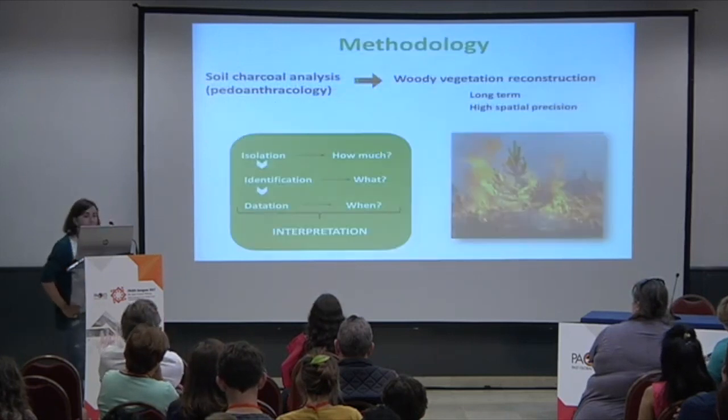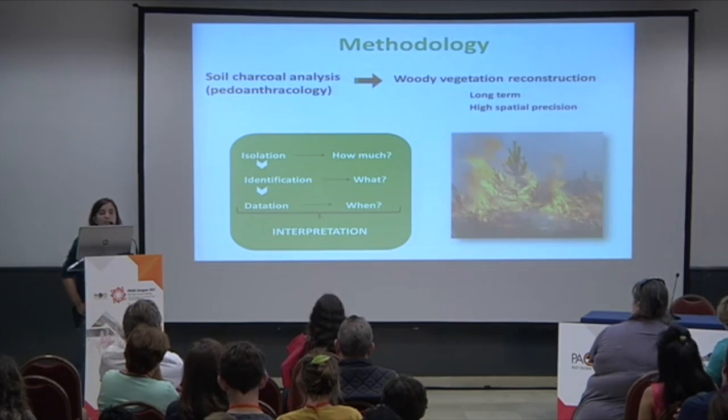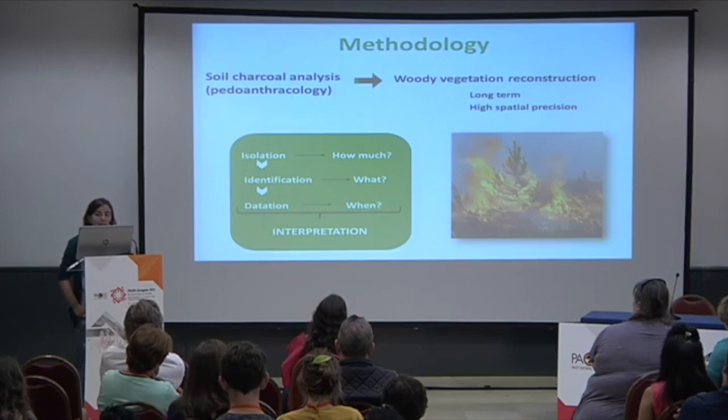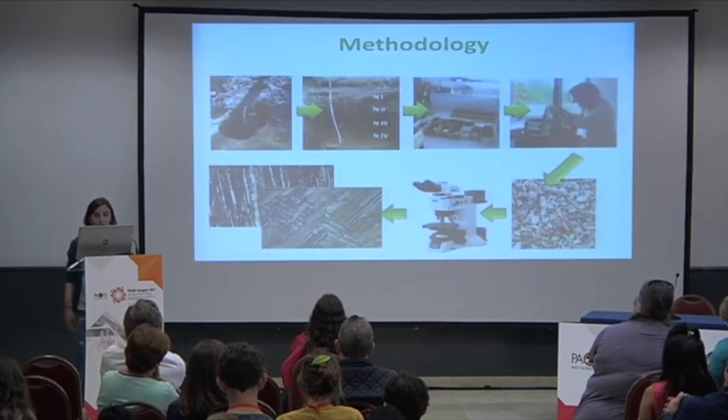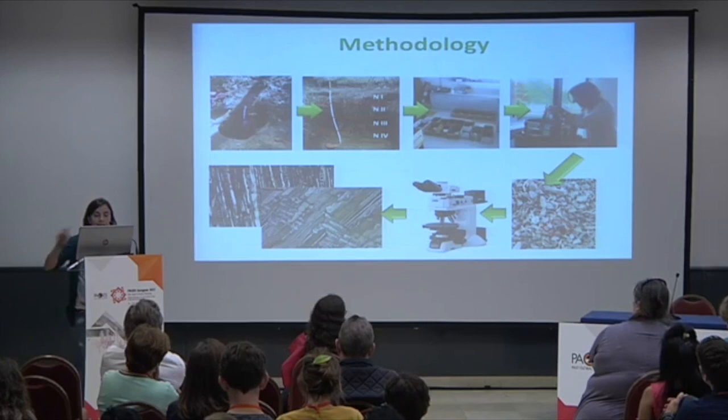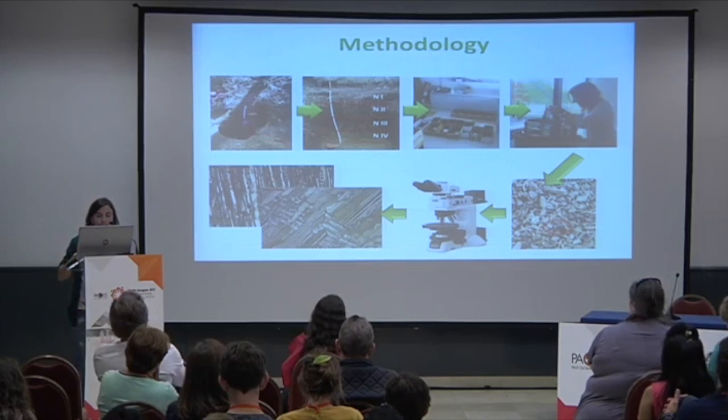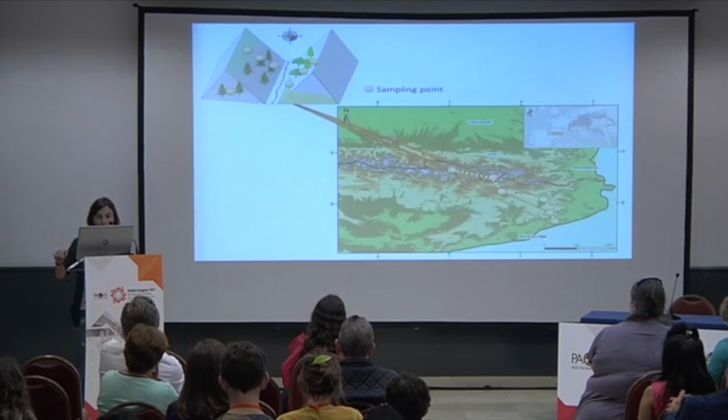So the main methodology used is based on soil charcoal, or paleoanthracology. This discipline uses the charcoal with the aim to reconstruct past woody vegetation. It allows us to work at parcel or slope level. It is possible to quantify the charcoal in the soil, to identify its species, and finally, we can date these charcoal fragments. With all this, we do the interpretation. The pictures show the process, the field work and the charcoal isolation, and finally, the taxonomic identification of the charcoal.